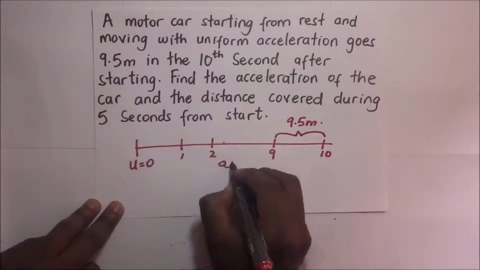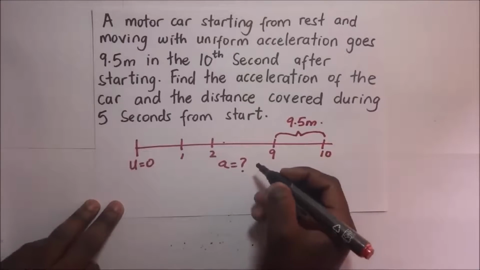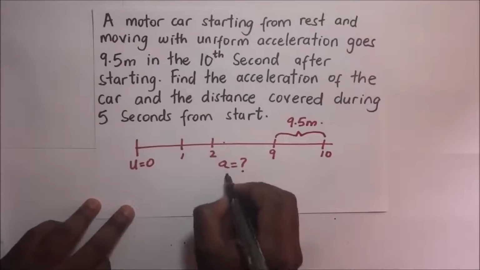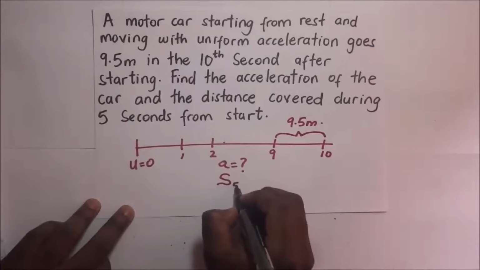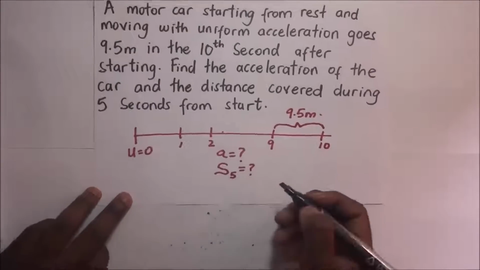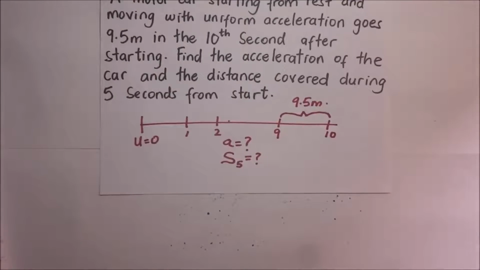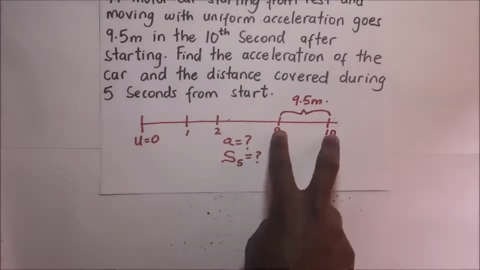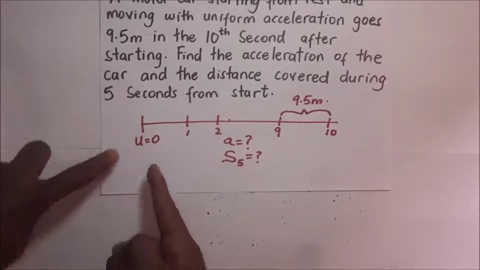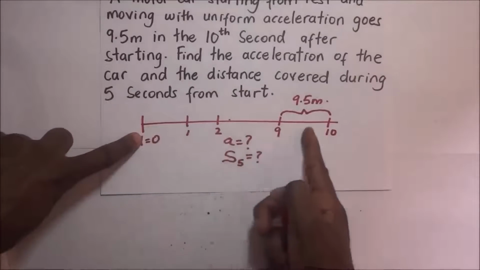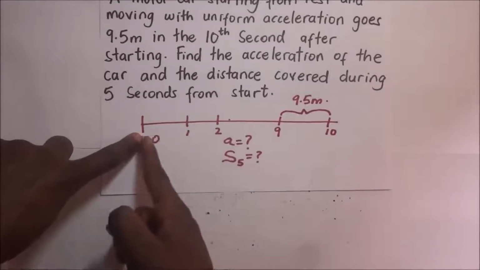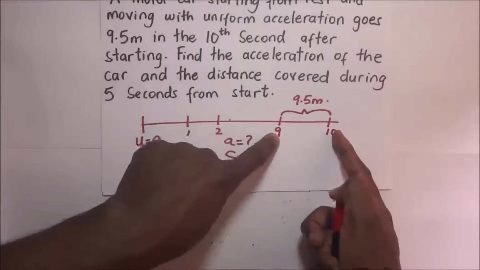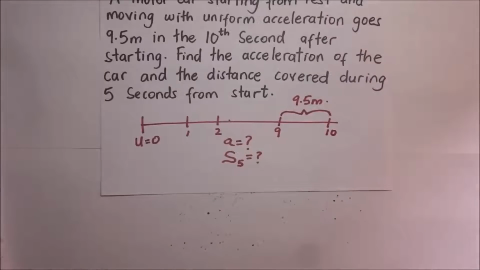So they want you to find the acceleration of the car and the distance covered during 5 seconds from start. So after finding the acceleration, they want you to find the distance covered after 5 seconds, S subscript 5. Again, here the technique we are going to use is the fact that we know that it is moving 9.5 meters in the 10th second. So it means we are going to get the expression for the distance covered after 10 seconds minus the distance covered after 9 seconds, so that we are able to equate it to 9.5, and within there we are able to get our value of acceleration A.